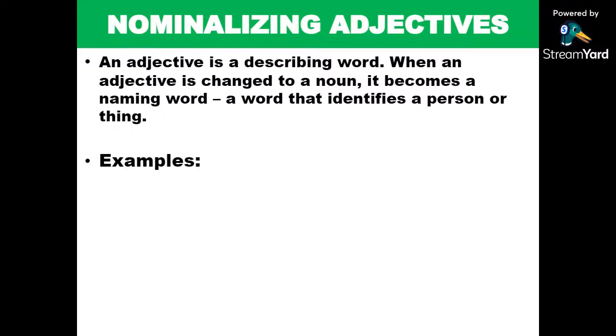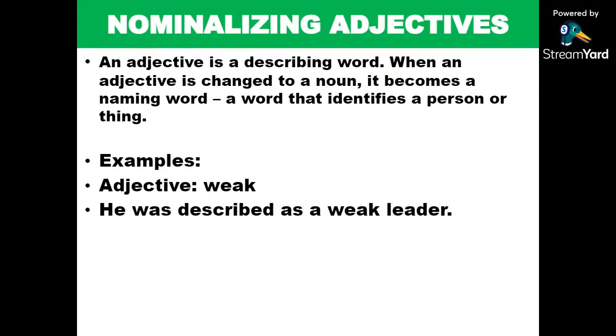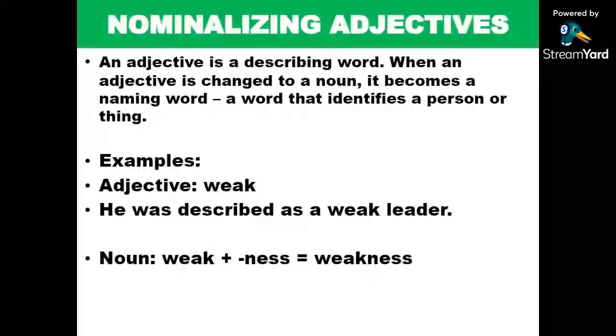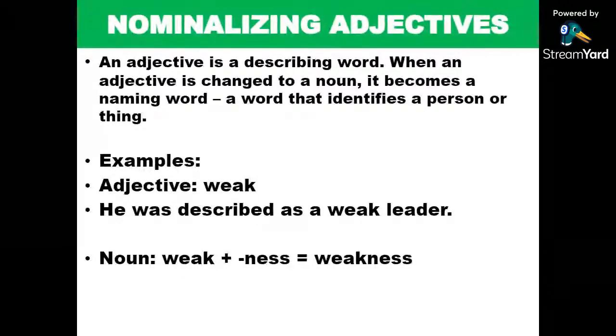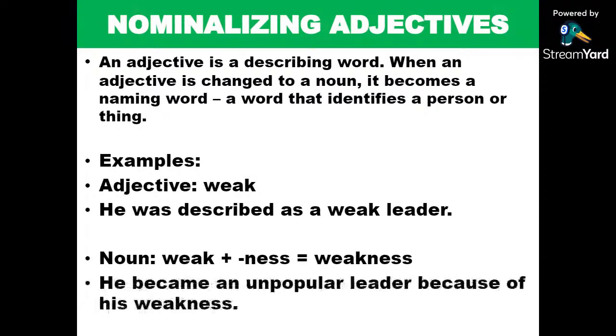Let's look at some examples. The word weak is an adjective. He was described as a weak leader. The word weak is describing the word leader. Now we can turn the adjective weak into a noun by adding the suffix ness. And so what we have here is weakness. For example, he became an unpopular leader because of his weakness. See?